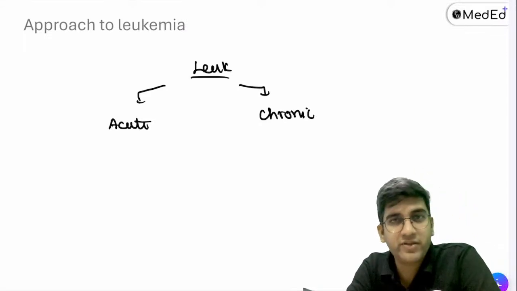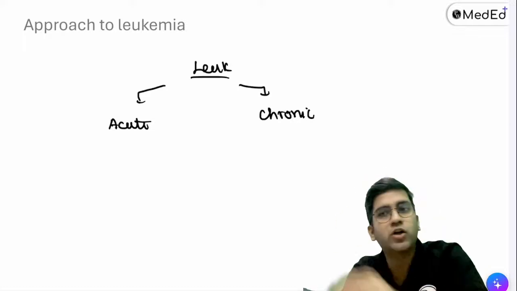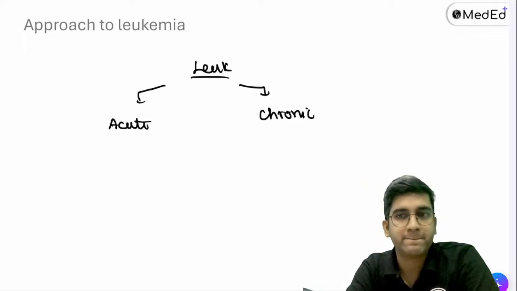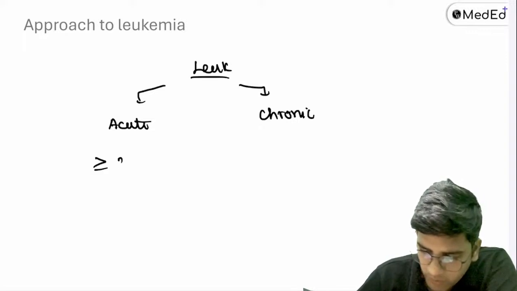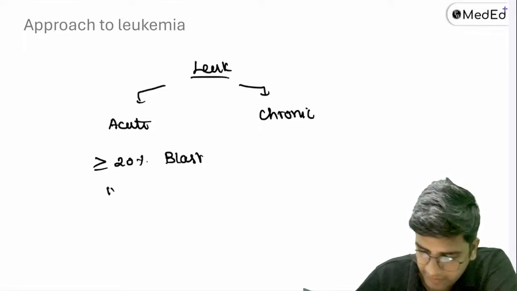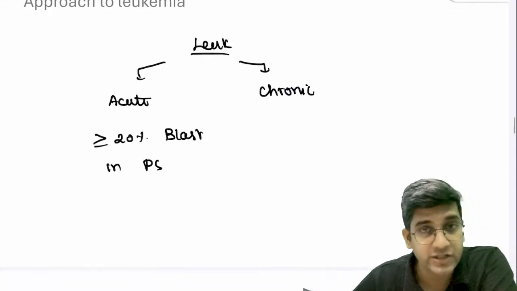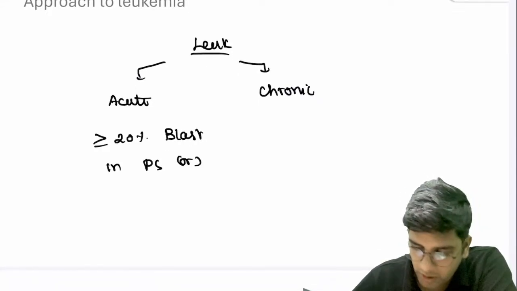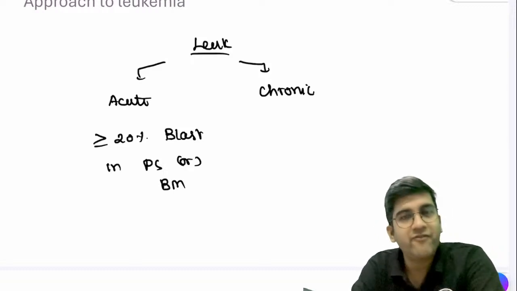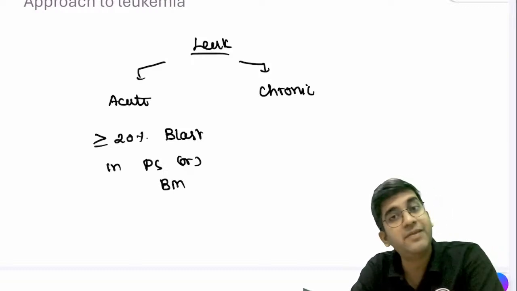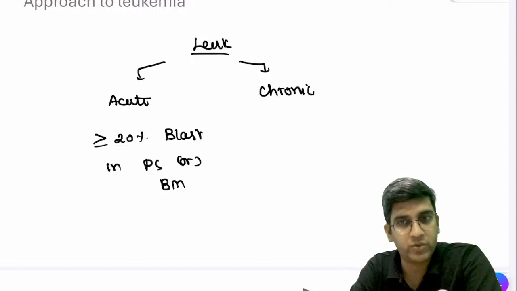What's the basis of dividing something as acute or chronic? The base is very simple. If you have more than or equal to 20% blasts in PS, for peripheral smear, or bone marrow, I call it an acute leukemia, right? Very high immature cells. It can be either in PS or in bone marrow, right?